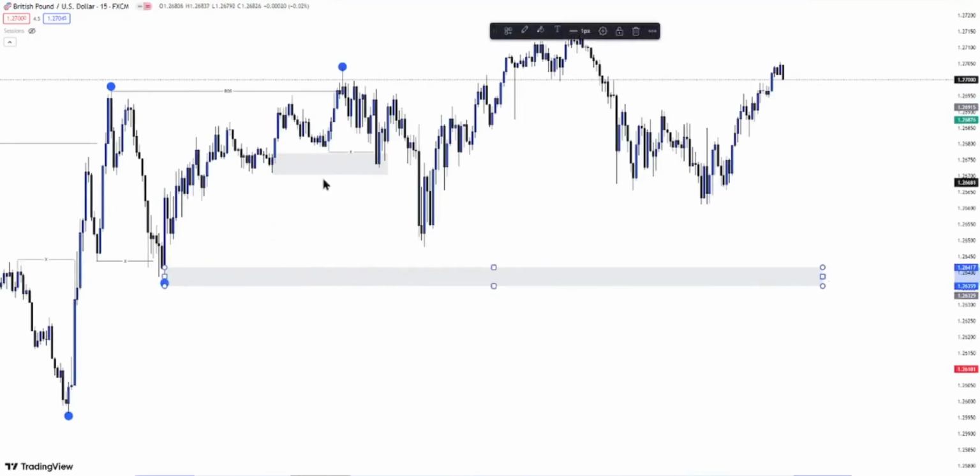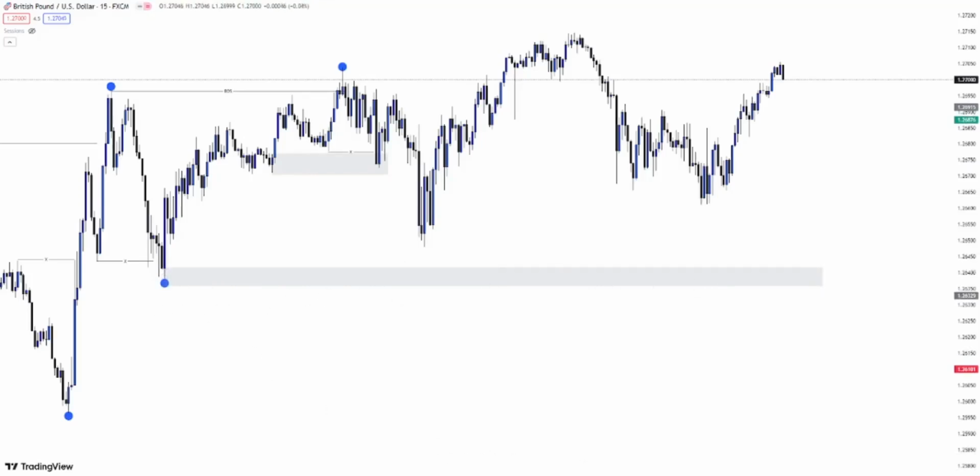All right, this is your decisional OB. As you can see, it reacted a little and failed. And this is your extreme OB. Remember, this is a protected low. This low is a strong low. Price is not likely to come and break this low. So you can place your trade here and your stop loss will be below.